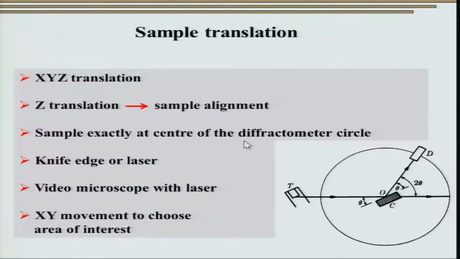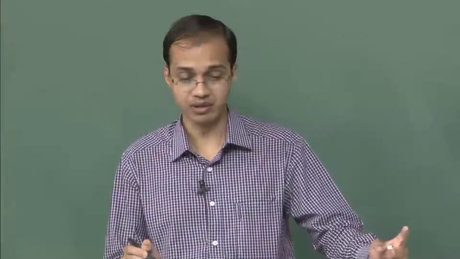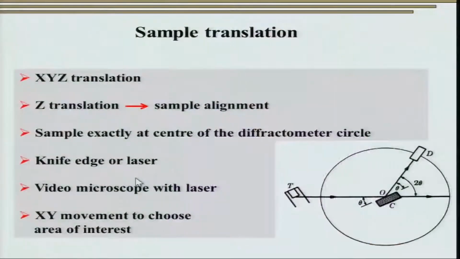So, if the sample is exactly at the center of the diffractometer as seen over here, we see that the diffraction condition is satisfied. If it is not there at the center and slightly above or below it, we may see that all the peaks in the diffractogram may be shifted, and this may be just an artifact of sample misalignment. Now, the sample misalignment can be taken care of by using a knife edge or a laser. State of the art diffractometers use a video microscope with laser to align the sample perfectly.